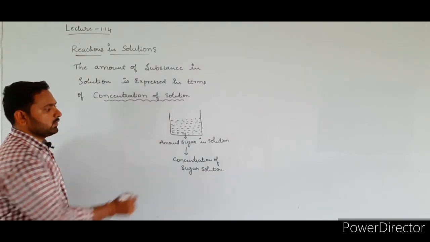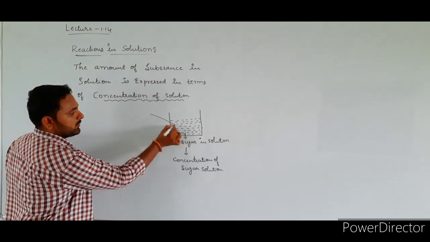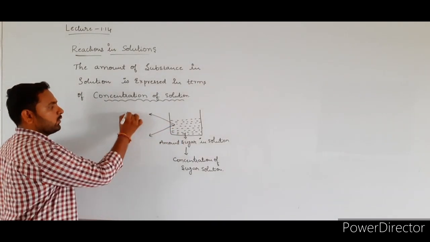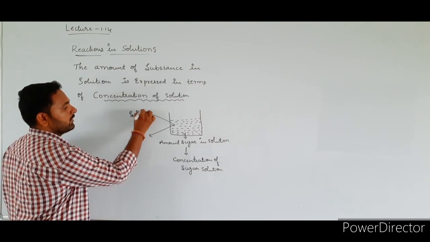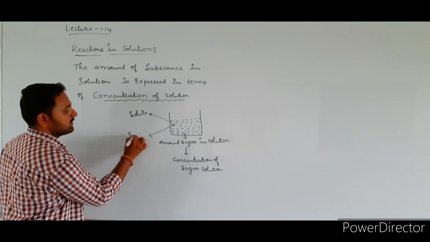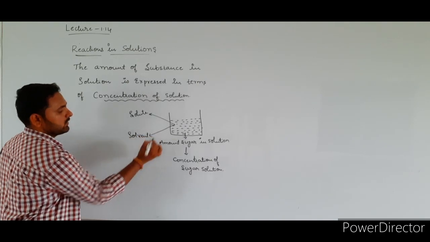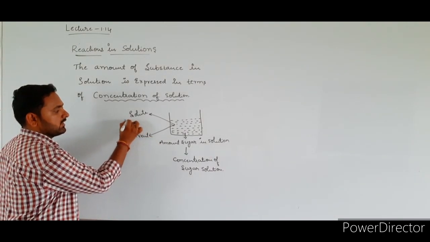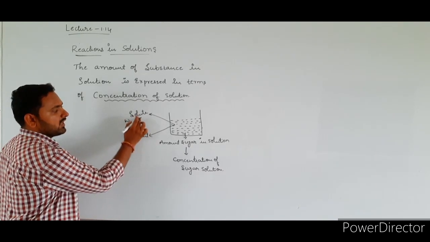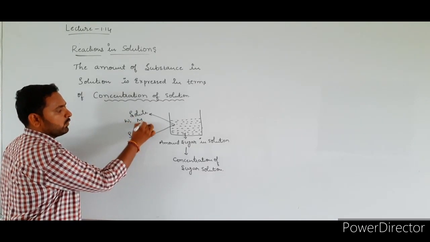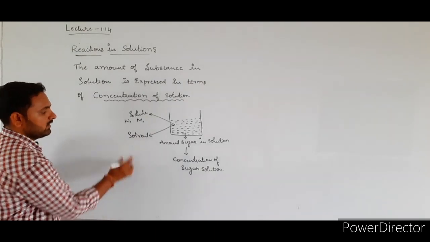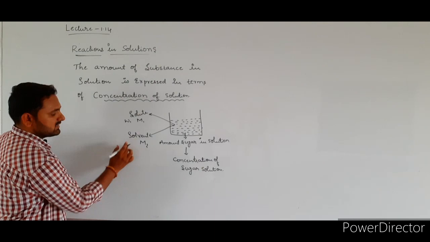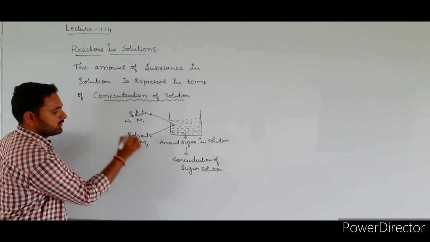In a solution, how many components are present? There are 2 components: one is solute, the other is solvent. The mass of solute is W1. The molar mass of solute is capital M1. The molar mass of solvent is M2. The mass of solvent is W2.